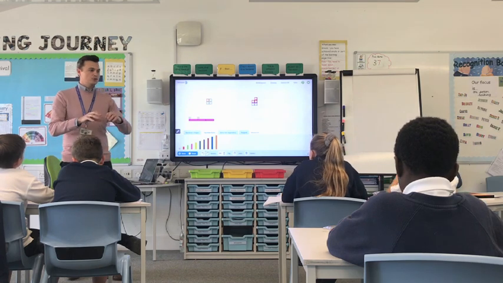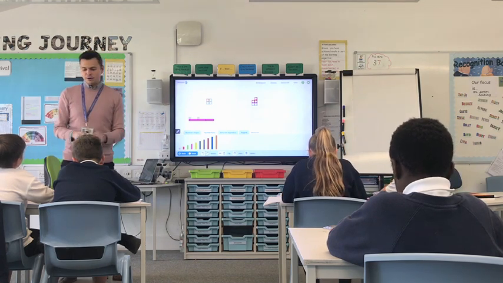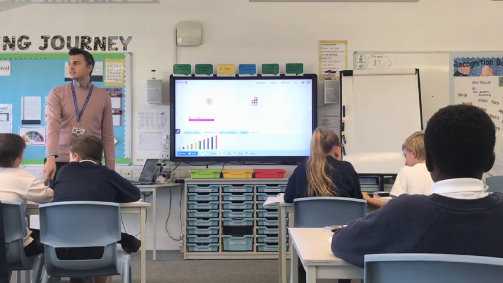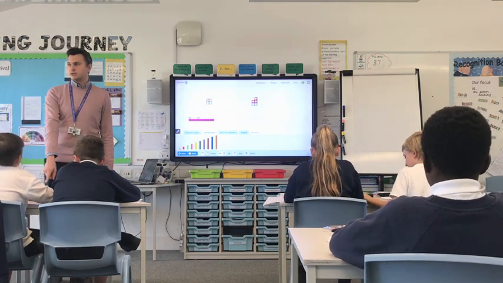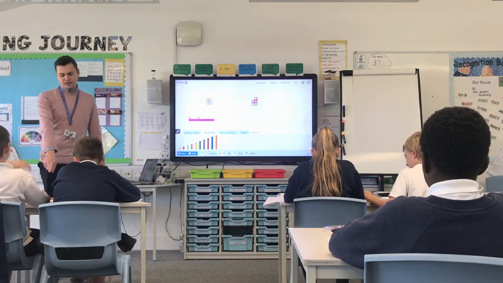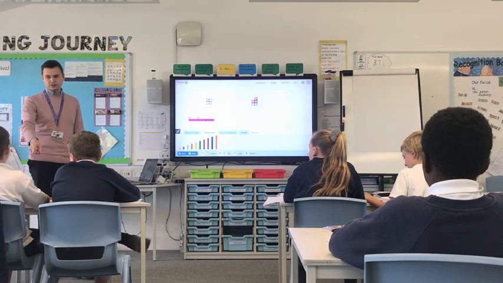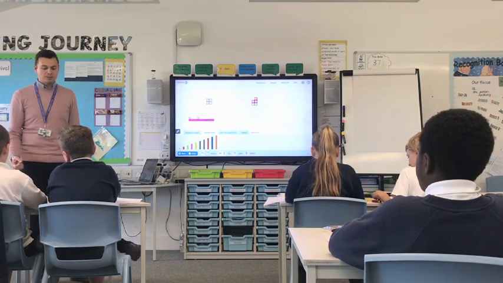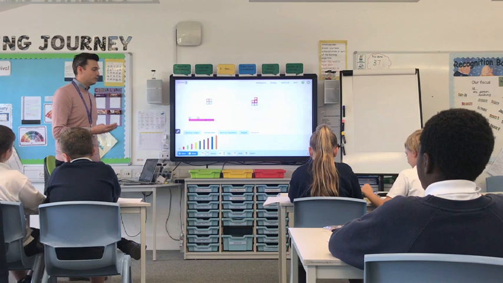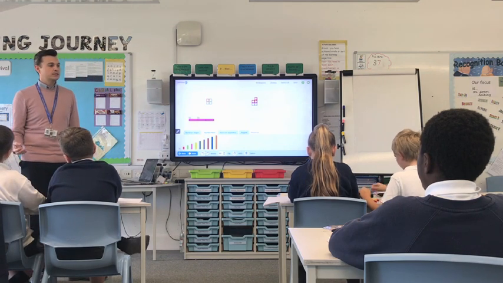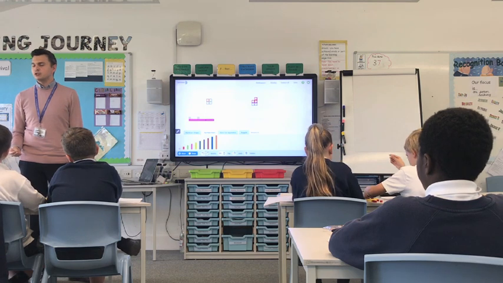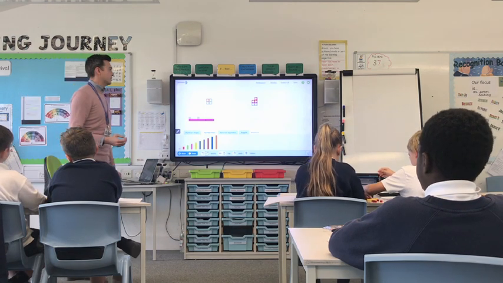If on your table you have found where it matches up, and the boys here have got it, the denominators are now the same. So what is your denominator for both of your fractions? 20. So 20 is the common multiple of both 4 and 5. It is the first common multiple. We agree on that? First common multiple.